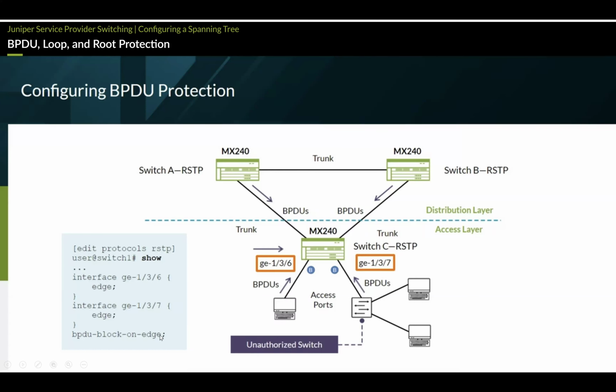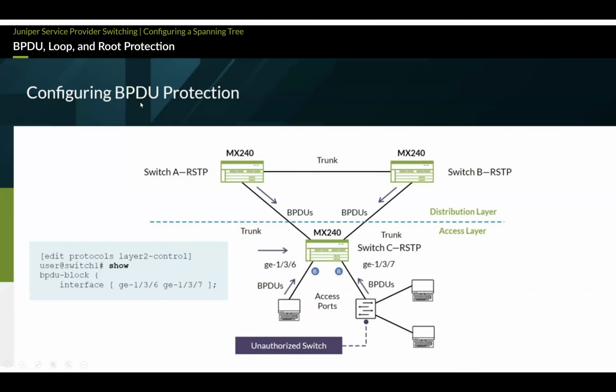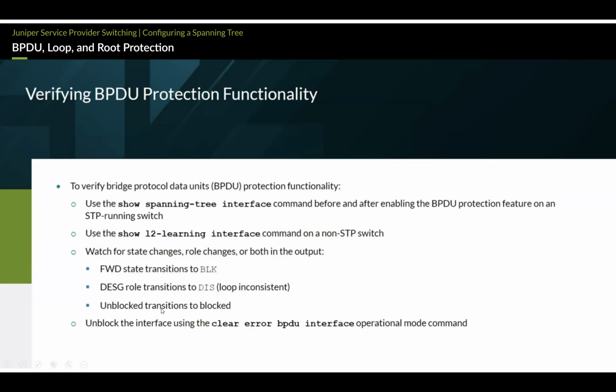And BPDU block on edge. How to block the BPDU? Set the BPDU block on edge port, and the BPDU will be blocked. This is actually a security feature for switching. Okay, configuring BPDU protection: edit protocols layer2-control. Under layer2-control, you can set BPDU block and set the interface, which is basically the edge port, for restricting unauthorized BPDU receiving on the switch port. That will be another protection.